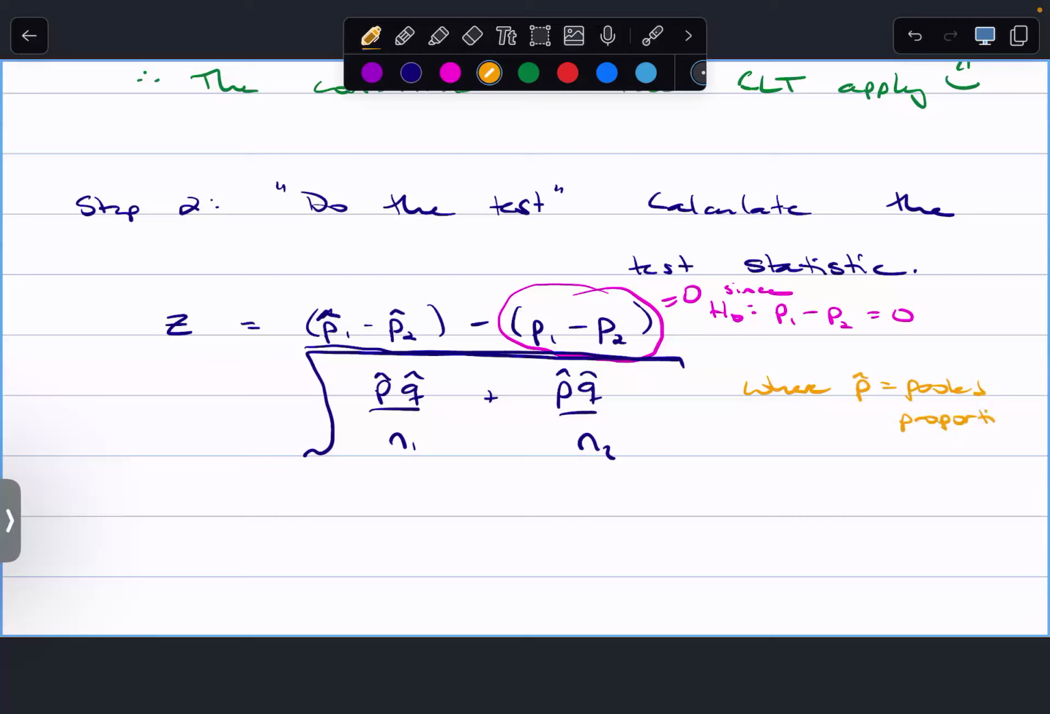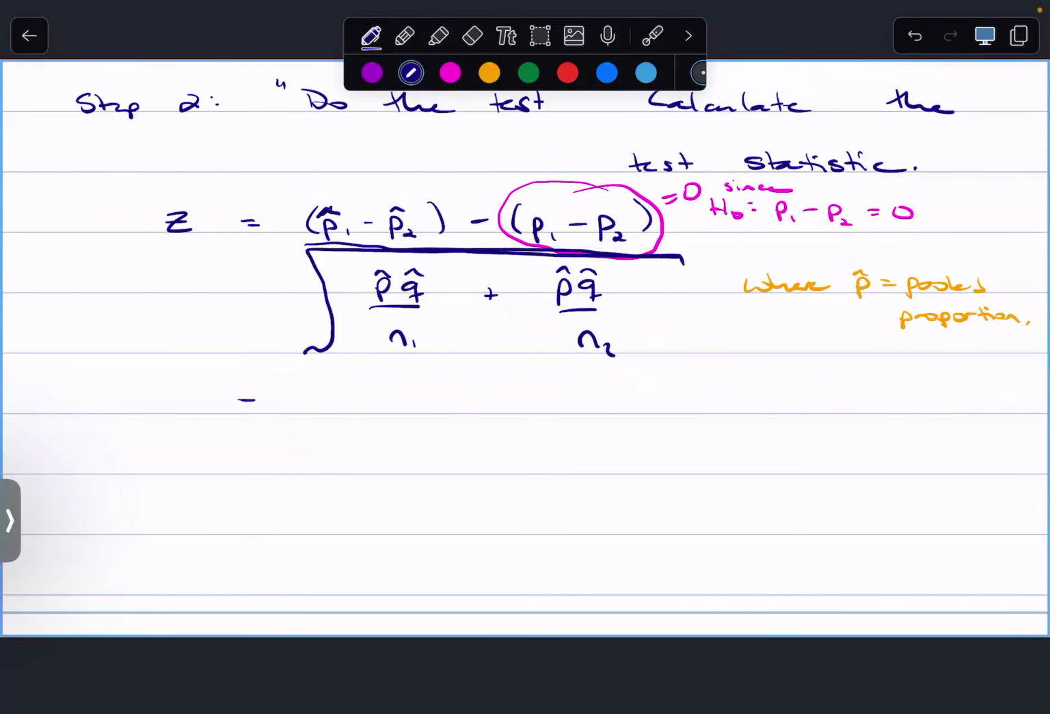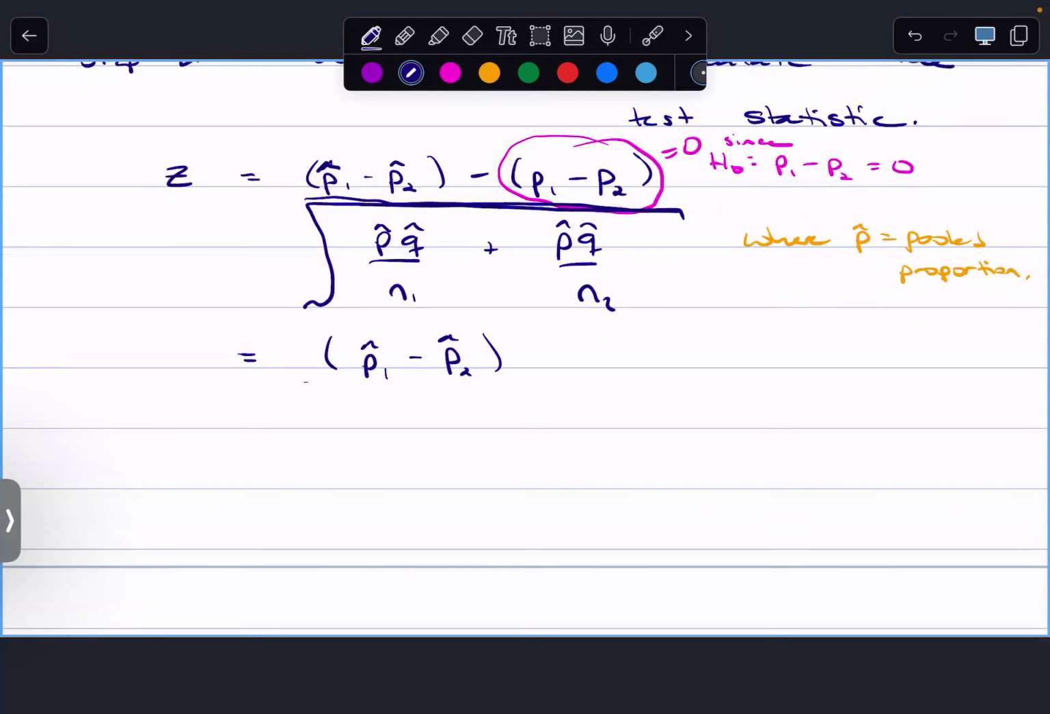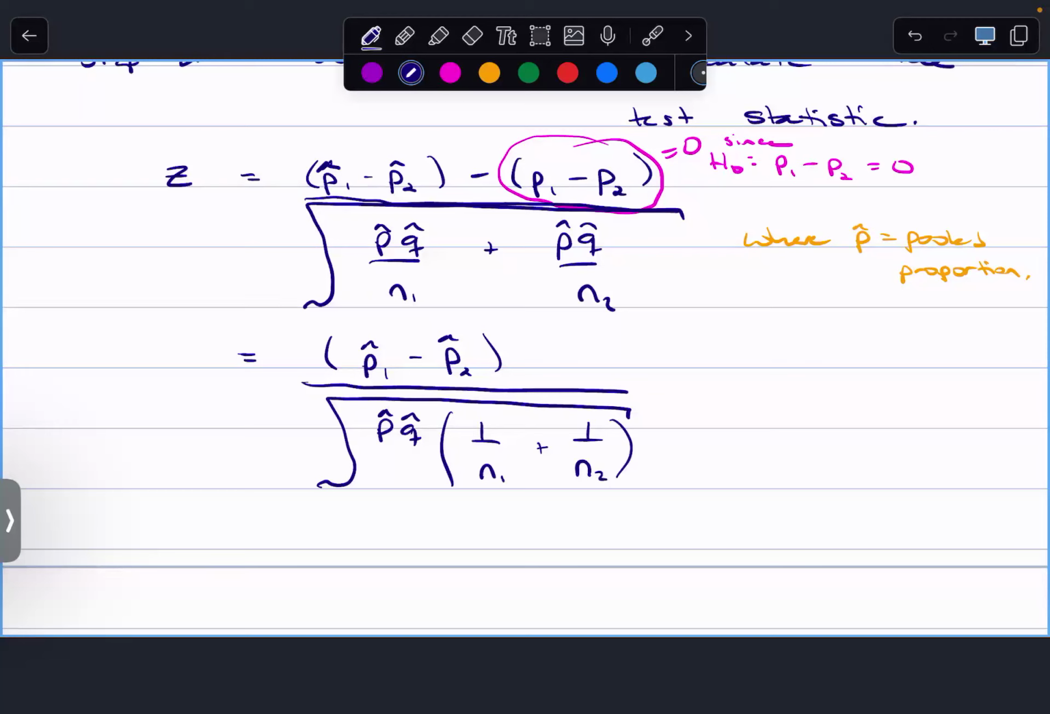I usually don't write it out this way because I don't like dealing with those fractions. What can I do? I have a common multiple here of P hat Q hat, so I can extract that to the outside, still within my square root, and I get P1 hat minus P2 hat, over the square root of P hat Q hat times 1 over N1 plus 1 over N2. I guess I don't need the brackets anymore. I'll say minus 0 up here. Usually I don't.